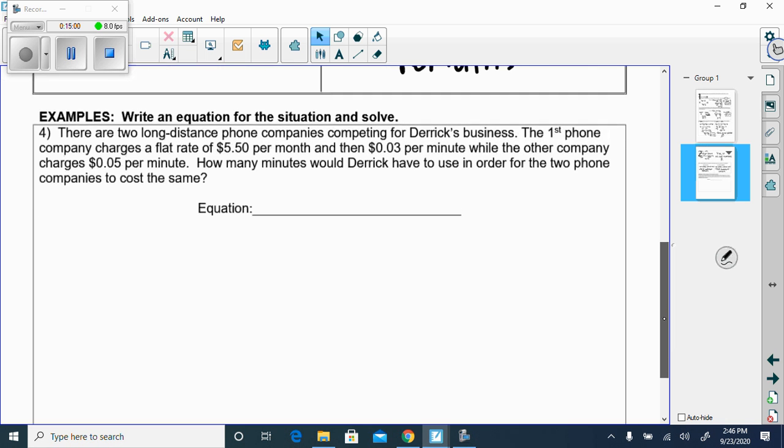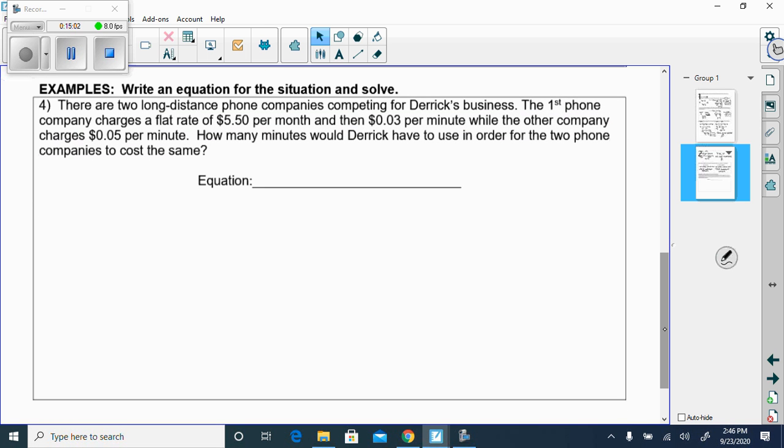Got a word problem here. It says to write an equation for this situation, and then we're going to solve it. There are two long-distance phone companies competing for Derek's business. The first phone company charges a flat rate of $5.50 per month and then 3 cents per minute, while the other company charges 5 cents per minute. How many minutes would Derek have to use in order for the two phone companies to cost the same?